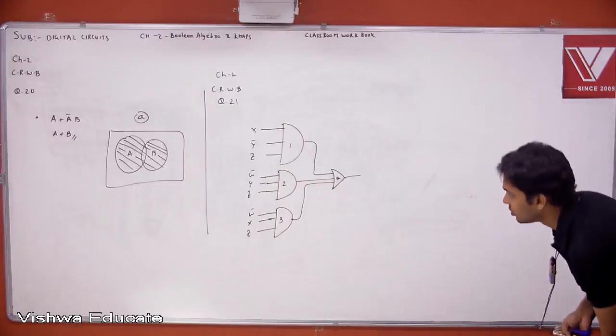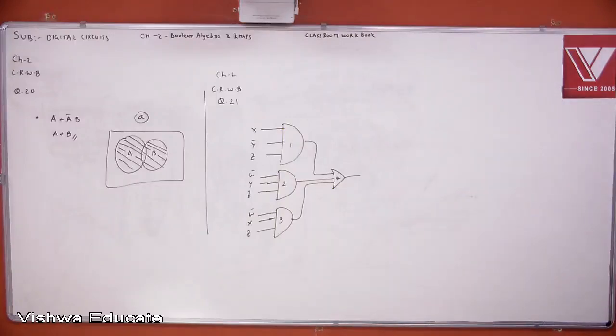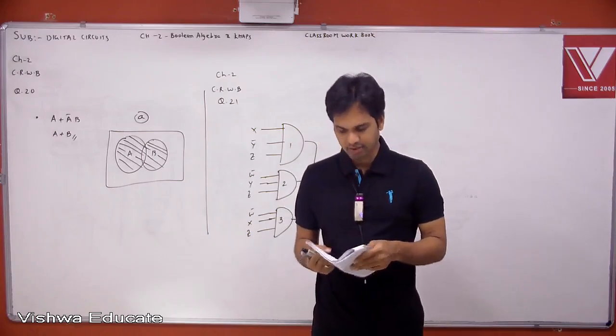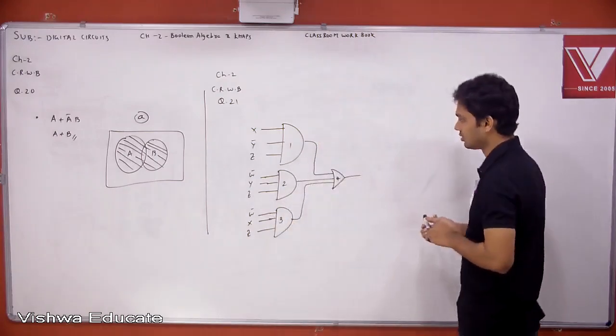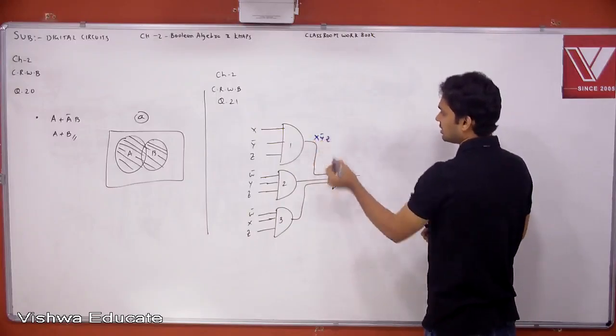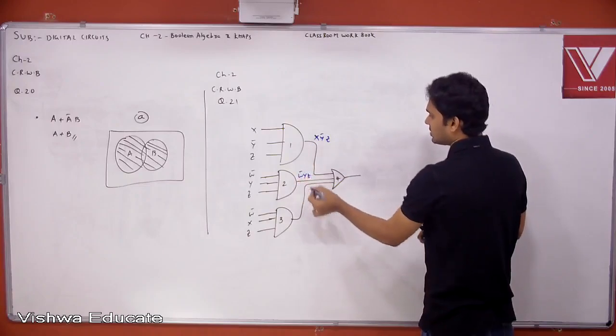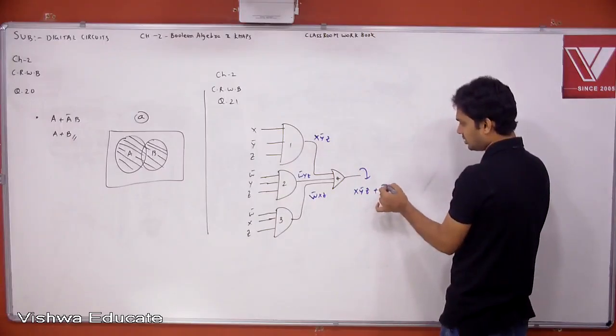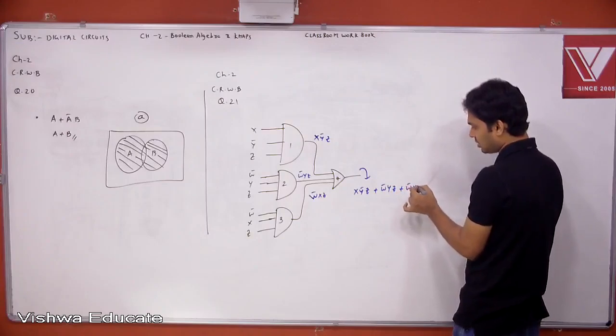After that, read question number 21. See, in the 21, what is the statement given by examiner? Which of the following gates is redundant? How to find? See here. What is the output expression here? This is x, y bar, z. This is w bar, yz. This is w bar, xz. So the output is x y bar z plus w bar yz plus w bar xz.